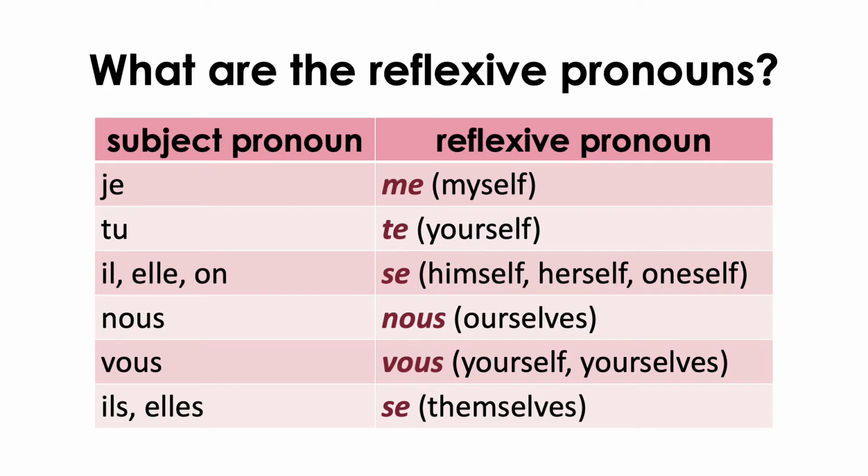And you can see that me translates to myself, te to yourself, se to himself, herself, or oneself, nous to ourselves, vous to yourself or yourselves, depending on whether we're using it in the polite form or in the plural form, and se, themselves.